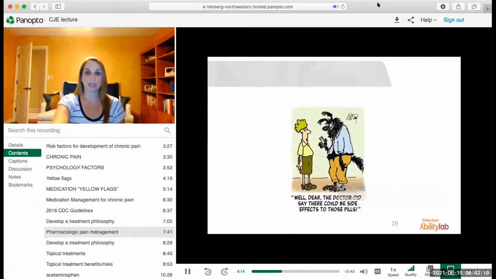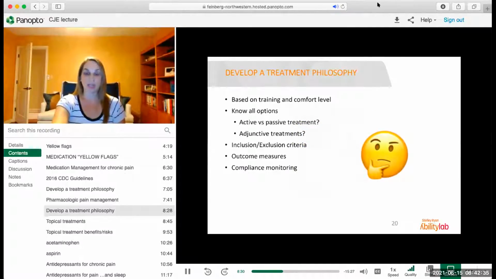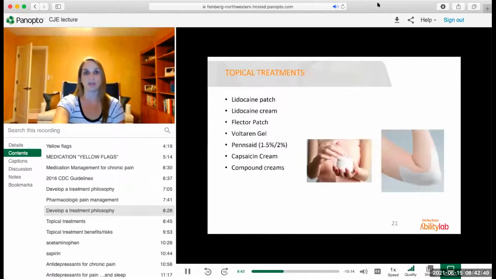So I like this cartoon, and it says, well, dear, the doctor did say there could be side effects to those pills. So every pill, every medication has risks and benefits. You have to think about that when you're prescribing medications for chronic pain, whether they're non-opiate or opiate medications. You really want to think about your treatment philosophy again, and that's based on your training and comfort level, knowing all the options. Are you looking at more active treatments, passive treatments, adjunctive treatments? What are your outcome measures? How are you measuring compliance? Really a lot to think about before starting patients on medications. So we'll go into medications in a bit more detail now.